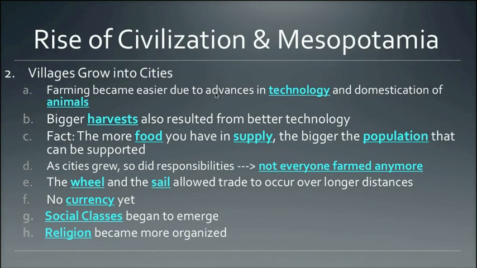Religion became more organized. We're going to talk about the big five this semester. We'll talk about Christianity, Islam, Hinduism, Buddhism, and Judaism. We'll look at their origins and specifically how they affected the cultures that they were linked to. But religion comes in many different forms, especially in the time of early humans, and we'll look at that as we progress here.